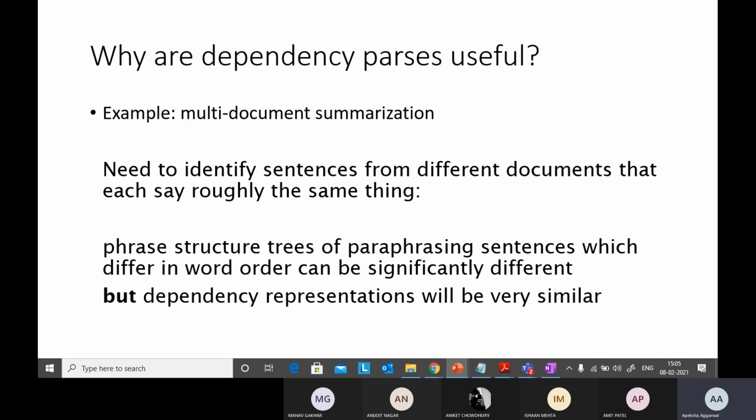Okay, so where is it useful? Multi-document summarization. How do we do that? To identify the sentences from different documents that each say roughly the same thing. For example, if we have two sentences appearing in two different documents, because the grammar of these two documents would be different, the sentences were the same, sentence one in document one and sentence two in document two, but because the grammar was different, it will generate a different parse tree for each of them. So this is useful in multi-document summarization to separate out sentences: this sentence meant this thing and this sentence meant this thing.